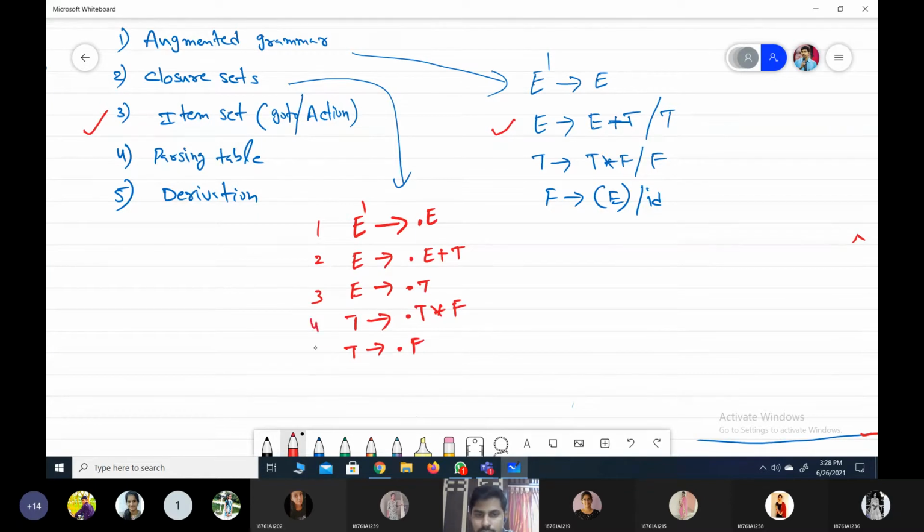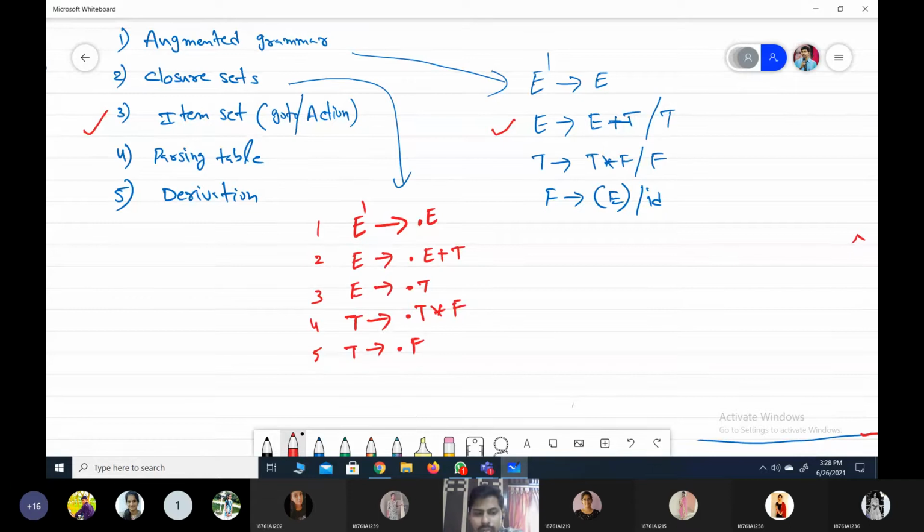Now I have given the production numbers 4 and 5, for rough cases only. For the explanation part I have taken production numbers; there is no need to take the production number each and every time. The fourth and fifth productions are newly added productions.